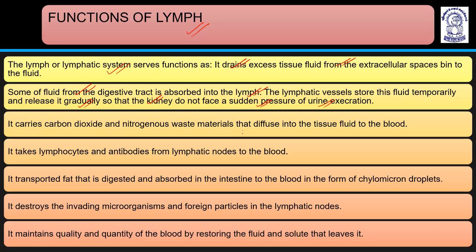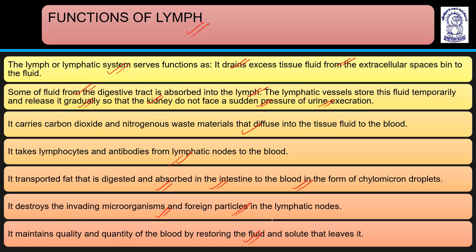It takes lymphocytes and antibodies from lymphatic nodes to the blood. It helps in the transportation of fat that is digested and absorbed in the intestine to the blood in the form of chylomicron droplets. It destroys invading microorganisms and foreign materials in the lymphatic nodes to maintain quality and quantity of the blood by restoring the fluid and solute that leaves it.